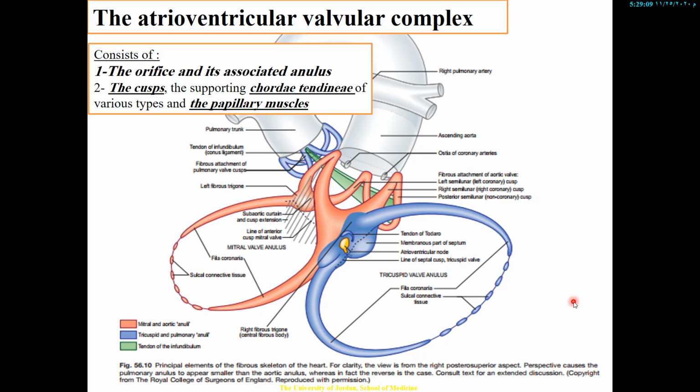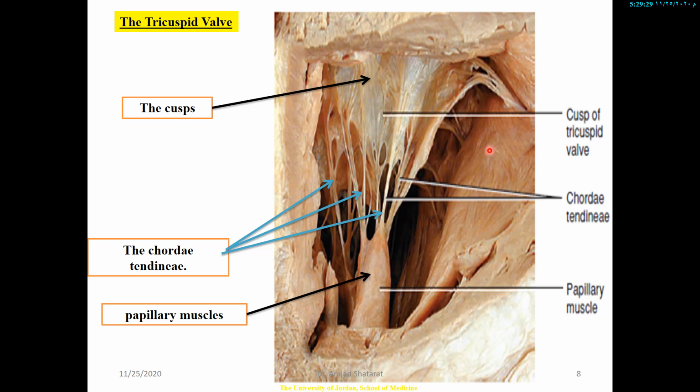The atrioventricular valvular complex consists of the orifice and its associated annulus plus the cusps, which are supported by chordae tendineae and various types of papillary muscle. I would take you to this picture here. The tricuspid valve and of course the mitral valve have the same structure, with different numbers of papillary muscles and cusps. However, the structure is the same.